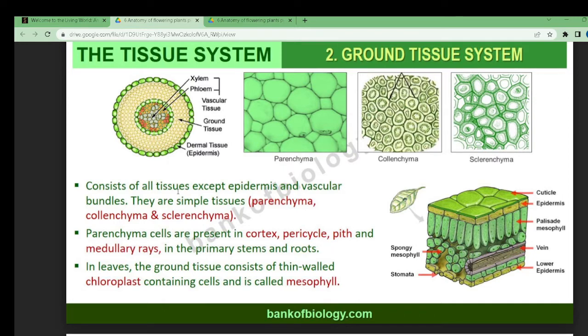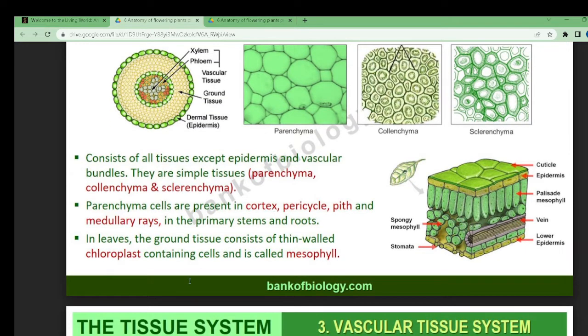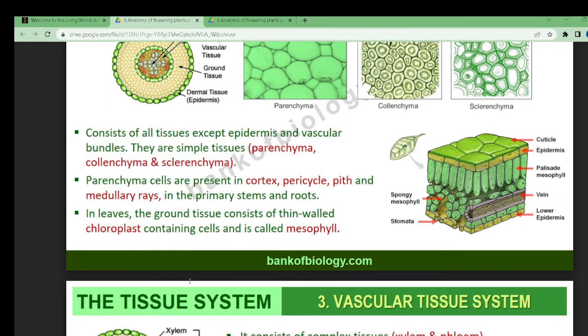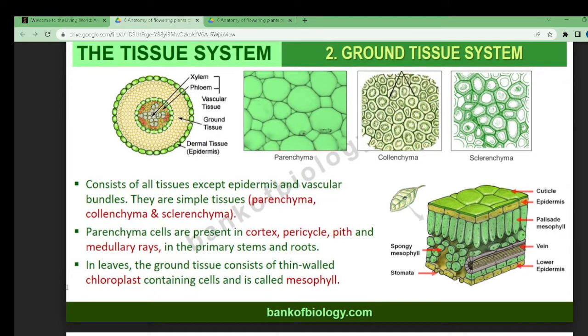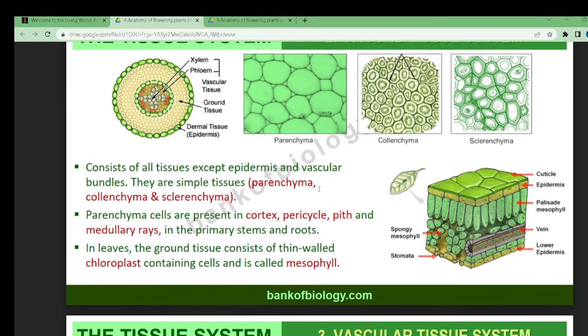So they don't contain a vascular bundle, because when you see this ground tissue, this pink colored structure here, they don't have vascular bundles. Together with that, they are simple tissues and not complex tissues like xylem and phloem. So this contains parenchyma, collenchyma, and sclerenchyma. We have studied this. Now you can see all these three cells are present here.